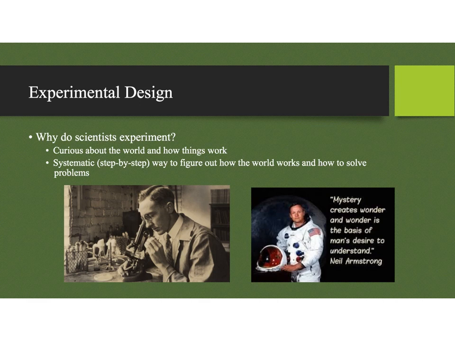So in order to figure out why, scientists have to do experiments to basically look at one thing at a time. So the experimental design is a systematic, which just means step by step, way to figure out how the world works, and then from there, how we can solve problems.